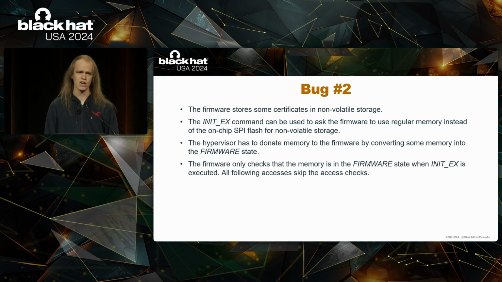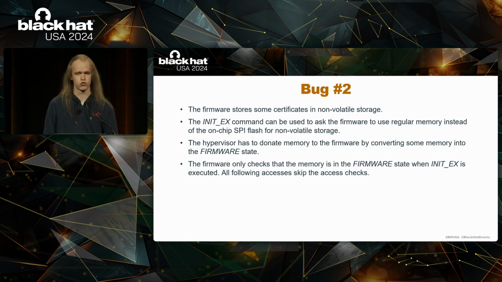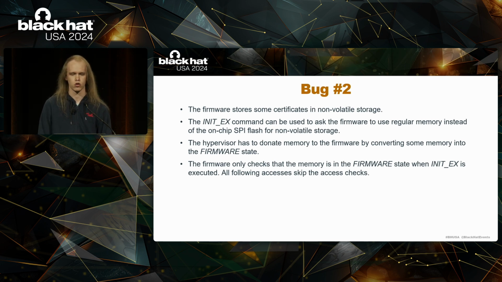So the firmware stores some certificates, and it wants those certificates to survive across reboots. And so usually, it would store those certificates on an SPI flash. However, for a lot of reasons, you don't really want to use an SPI flash. They are sort of slow and have limited write cycles. And so eventually, AMD added an extended version of the init command that could be used by the hypervisor to tell the firmware to use regular memory instead of the SPI flash. After this has been done, it's then the responsibility of the hypervisor to save and restore this memory. And by doing this, we can skip the SPI flash completely.